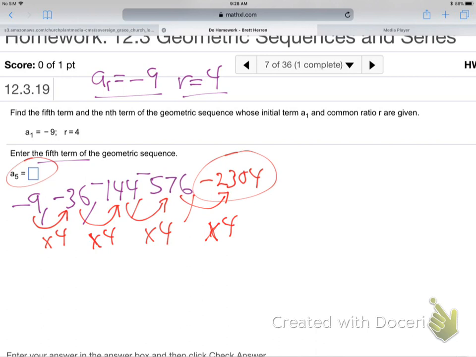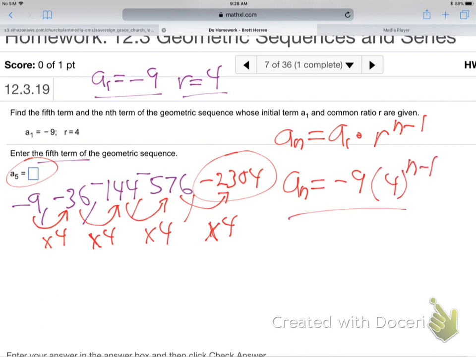And then they're going to ask for the A(n) formula also, so we know that that's A1 times R to the N minus 1. So that's A1, negative 9, times R, which is 4, to the N minus 1. And there we go. Good enough on these. I think you'll be able to move through these pretty easily. They're going to get a little more tricky here in a minute.